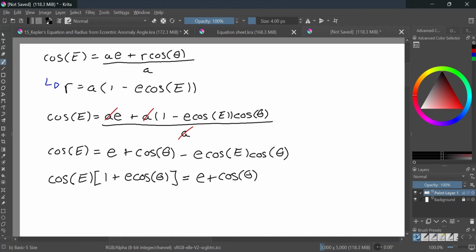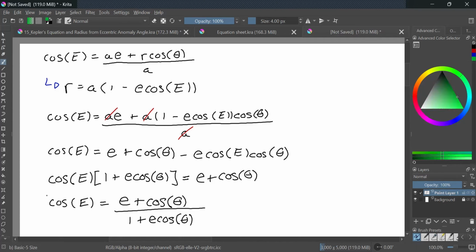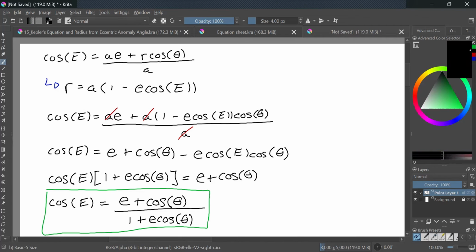Solve exclusively for e, at least the cosine of e. I'll probably stop there. Cosine of E equals e plus cosine of theta over 1 plus e cosine of theta. And that is a good equation to have for converting from theta to eccentric anomaly angle.